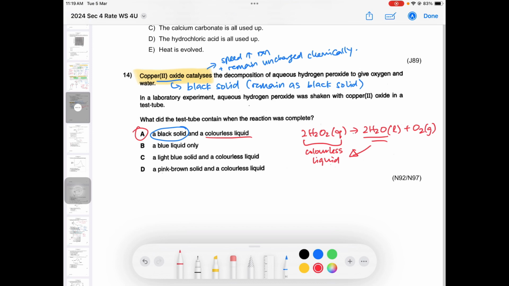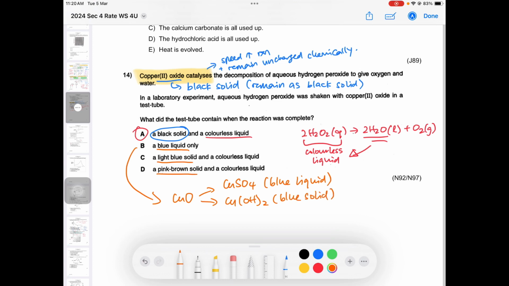The other options, you see that there is no black solid. Instead, you have a blue liquid, a light blue solid, a pink brown solid. All these indicate that copper 2 oxide has somehow changed into, let's say, copper 2 sulfate, so you get a blue liquid, or it has turned into copper 2 hydroxide, which could be the light blue solid, or it might have changed into copper metal, which is the pink brown solid. So the last three options all show that copper 2 oxide did not remain chemically unchanged. It turned into something else, so it cannot be acting as a catalyst. So A is the correct answer.